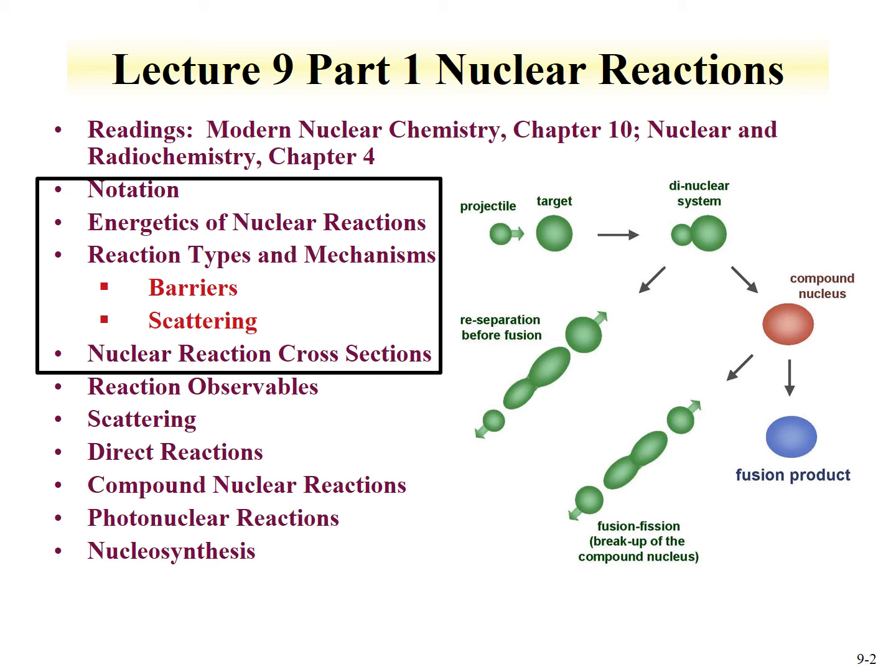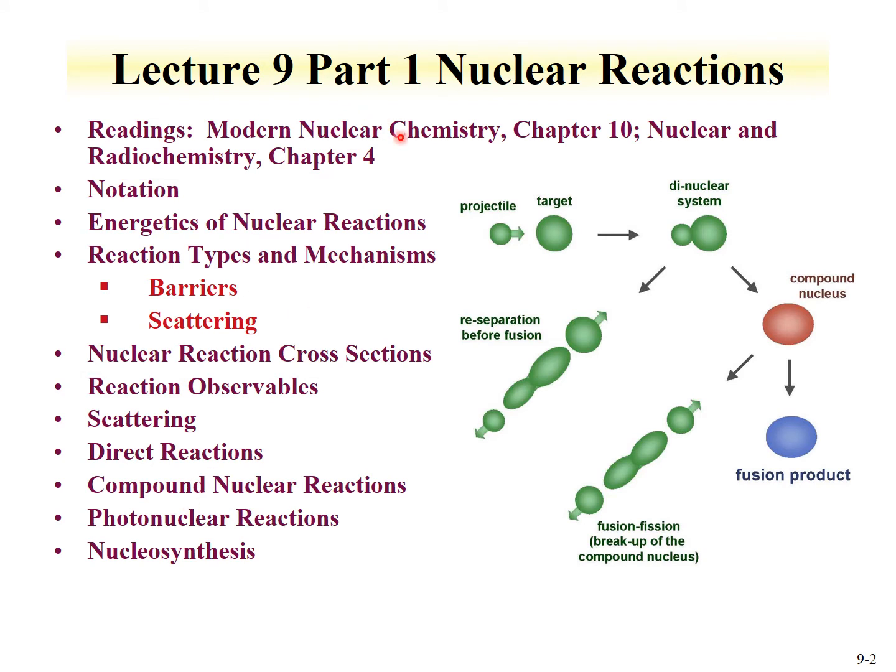Within part 2 of the lecture on nuclear reactions, we'll talk about some observables with reactions. We'll discuss scattering and direct reactions in a little bit more detail. Then we'll talk about compound nuclear reactions and photonuclear reactions, where a photon is one of the particles. And then we'll end the lecture talking about nucleosynthesis, where elements are made in stellar processes, so how elements are made in stars.